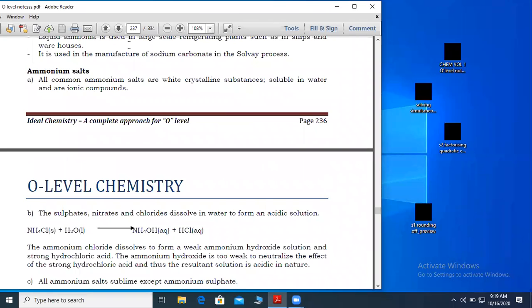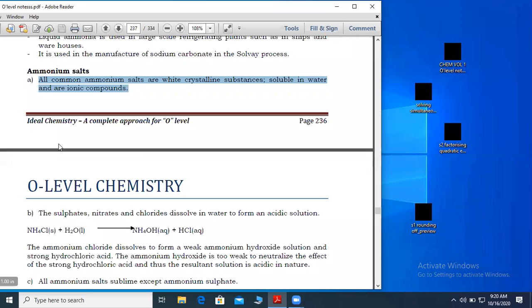Okay, so let us start from here. Ammonium salts. We said all ammonium salts are white crystalline substances and they are soluble in water and are ionic compounds. That one we already know from solubility rules, that all ammonium salts are soluble in water. The sulfates, nitrates, and chlorides dissolve in water to form acidic solutions.